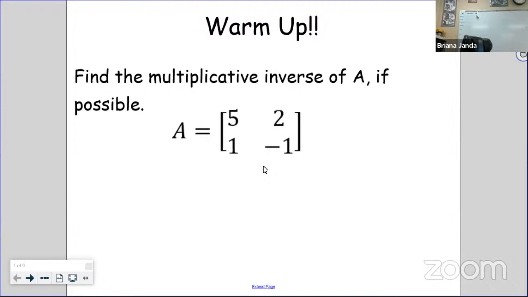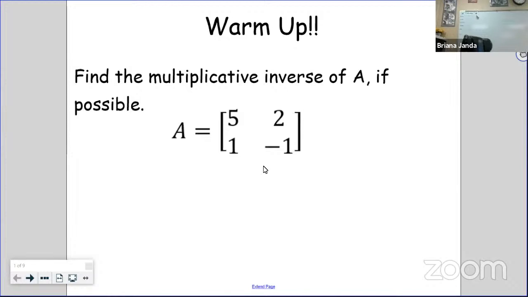We will do some good warm-ups on Monday as well, making sure that we are practicing the different questions in the different directions. What I've noticed is a lot of them look very similar, and remembering what that question is asking. This particular one is asking for the multiplicative inverse.